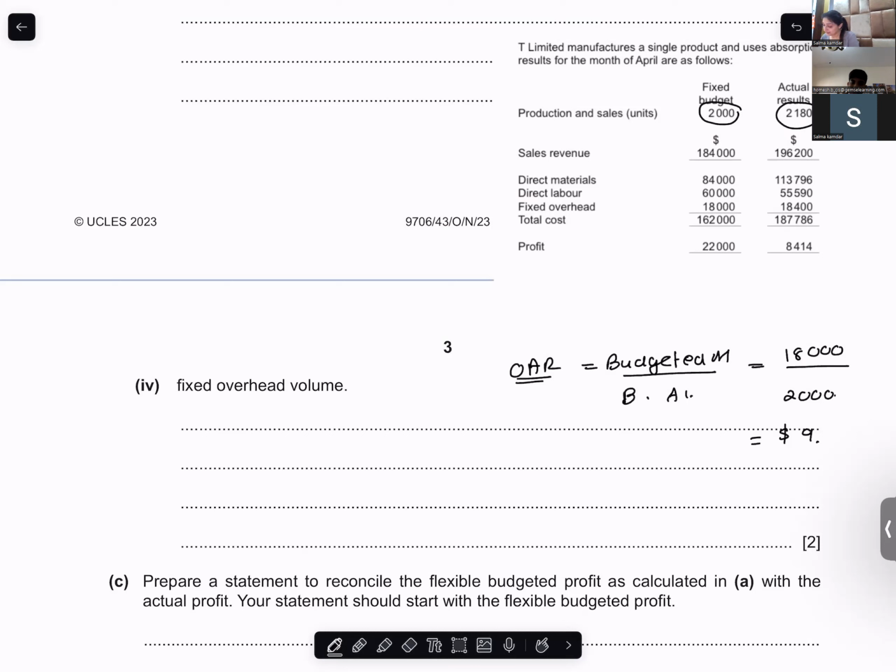Now fixed overhead volume variance. What is standard quantity? 2,000. What is actual quantity? 2180. Multiply by 9, the OAR. 9 into how much? 180. So 9 into 180 is how much? 1620. So it is $1620.